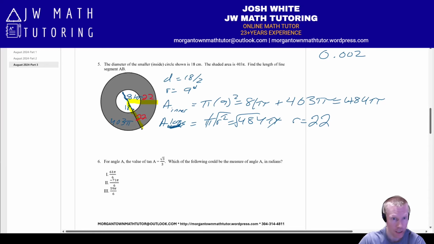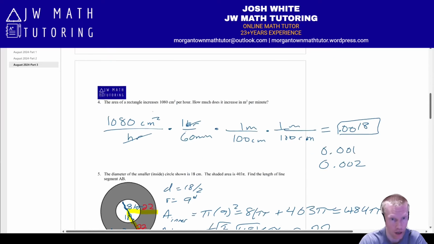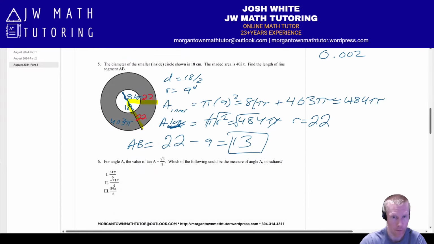So now to get AB, you're just going to subtract the inner circle radius from it. In other words, AB is just going to be the 22 minus the 9 inside here. So the length of AB is just going to be 13, and that would be your answer to this problem.